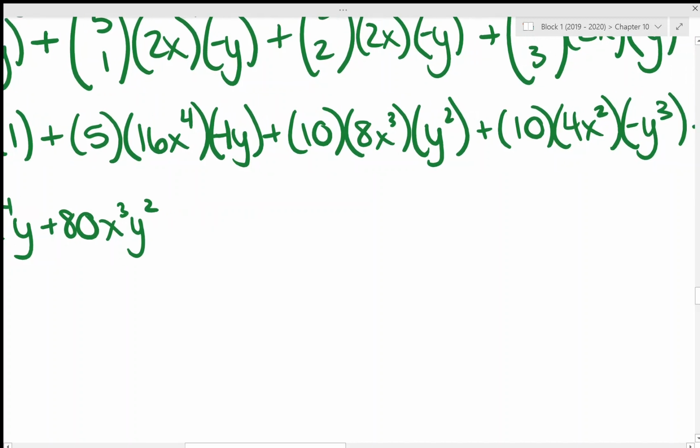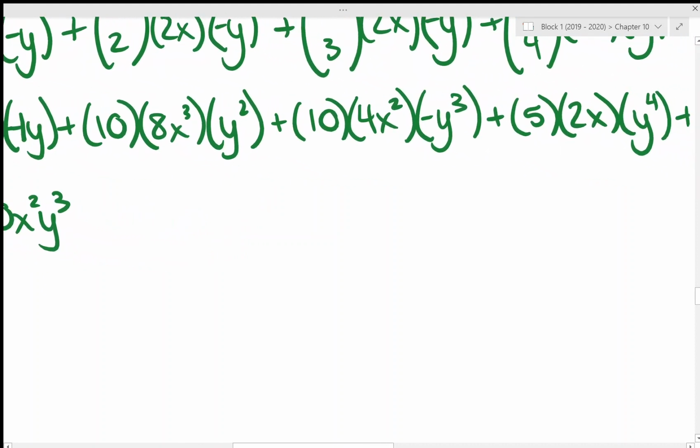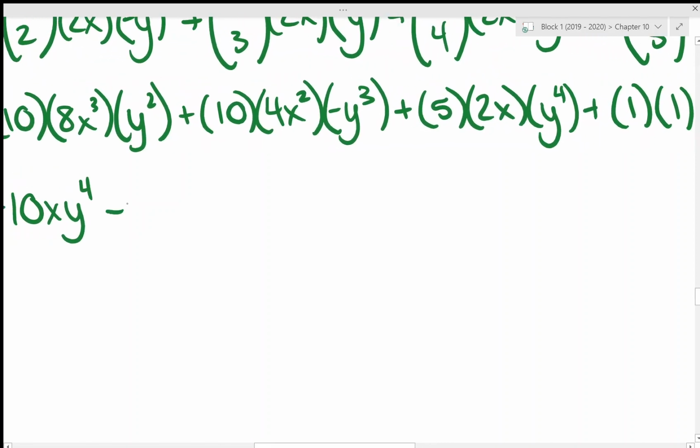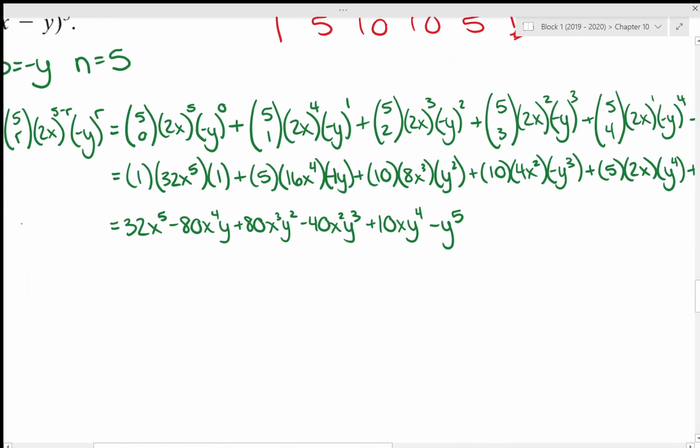Now 10 times 4 times technically negative 1 is negative 40 x squared y to the 3rd. I don't know why I said y to the cubed. Then we have 5 times 2, which is 10 x and then y to the 4th. You could put x to the 1st if you want, but you don't have to. And then 1 times negative y to the 5th is going to be negative y to the 5th. So all of this is actually what 2x minus y to the 5th power would be.